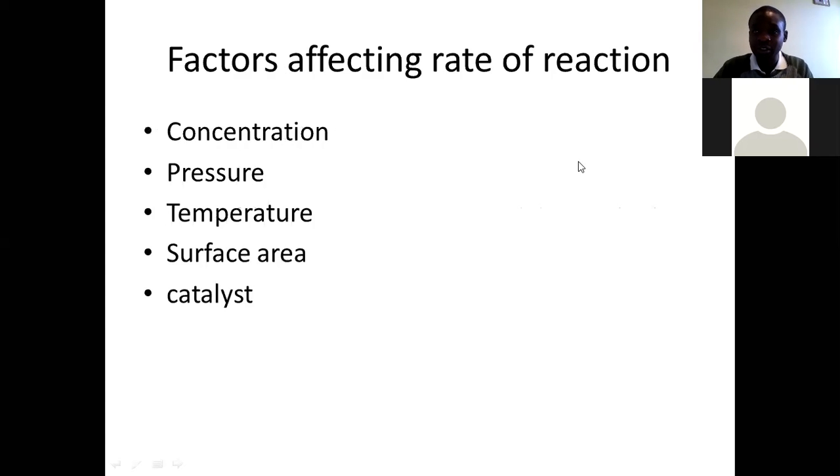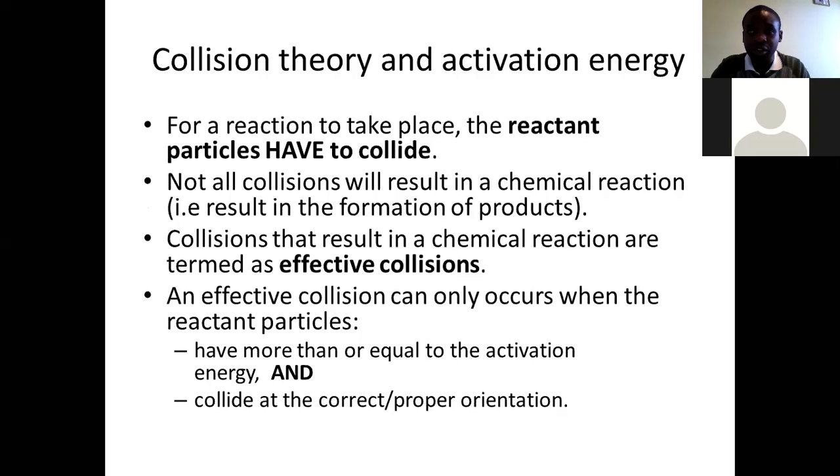So the factors which affect the rate of a reaction are: 1, concentration; 2, pressure; 3, temperature; 4, surface area; and a catalyst. We're going to look at each of the factors and understand how they affect the rate of a reaction. Before we look at these factors, there is a concept which we call collision theory and activation energy. This is the molecular explanation of the reactions taking place and how reactions can increase or decrease their rates.